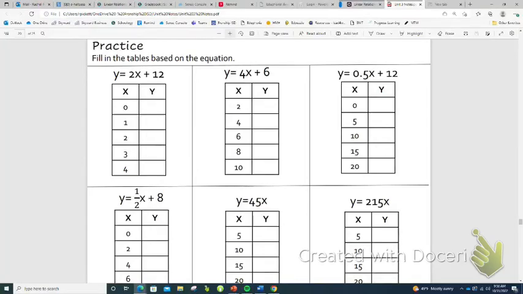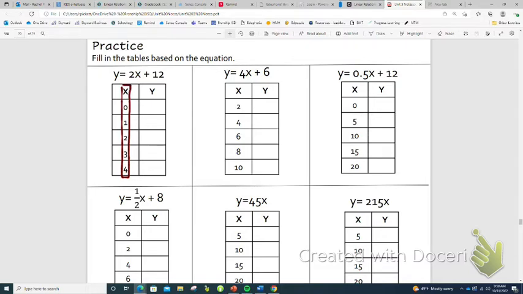Okay, so now we're going to go from having the equation to actually filling in the table. For this first example, it gives us the equation y equals 2x plus 12. To solve for our y values, we are going to plug in the x values to that equation. You can see our x's are in the left column.